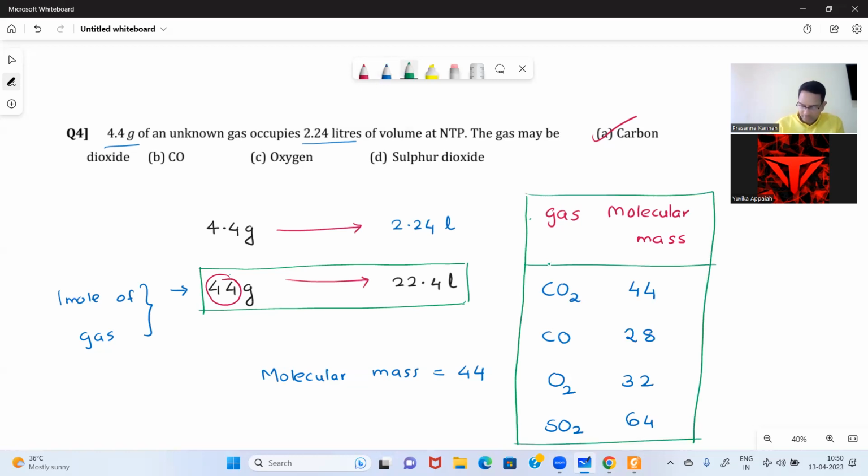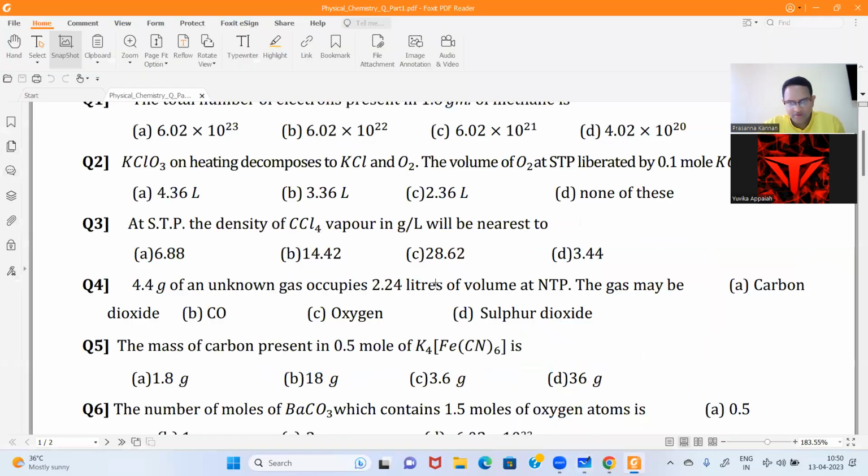And in this question, it's clear that 44 is the molecular mass of carbon dioxide, therefore that's going to be the answer. Clear, Yuvika? Yes. Any doubts on this? No, sir. Awesome. Now let's move on to the next question. Question number 5.